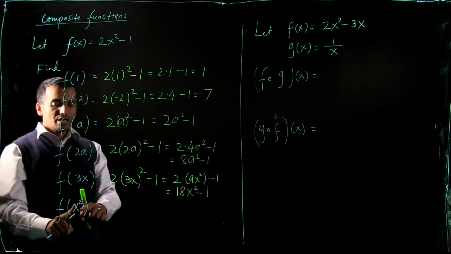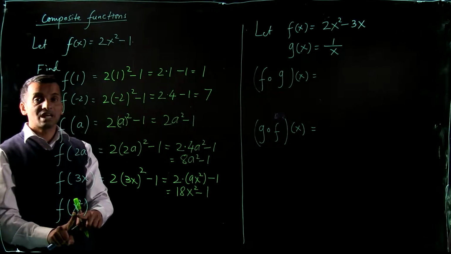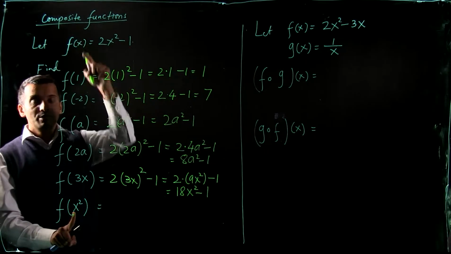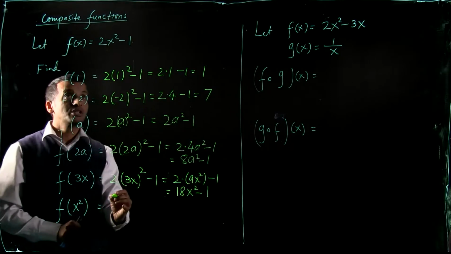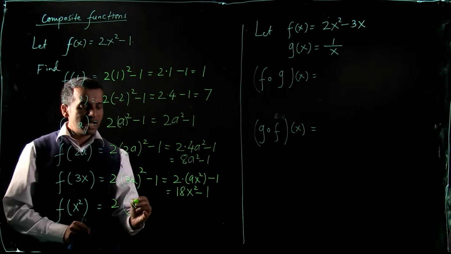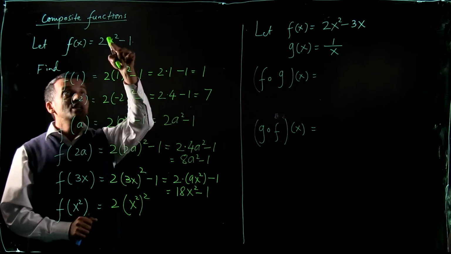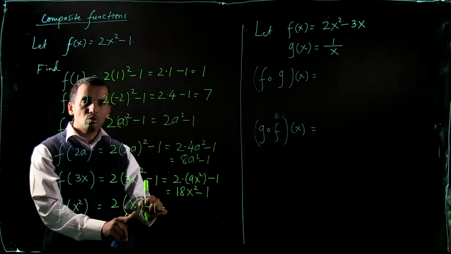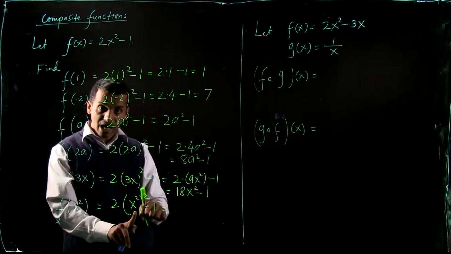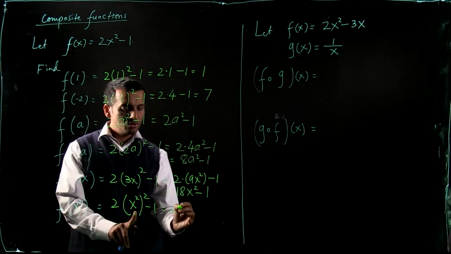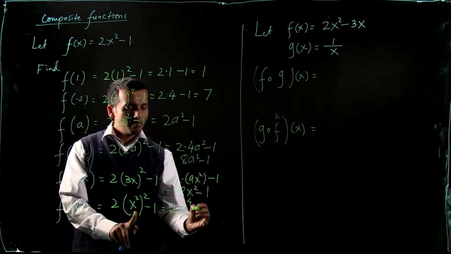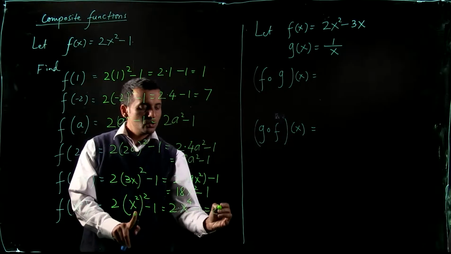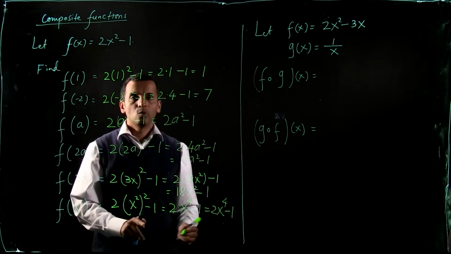And finally, f at x squared. What does that mean? It means x should be replaced by x squared. So it will be 2 and then x is replaced by x squared. There is another square, and then minus 1. So x squared whole squared means x squared times x squared. That will be 2 times x to the 4th minus 1. So basically 2x to the 4th minus 1.